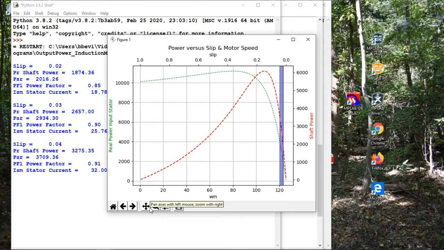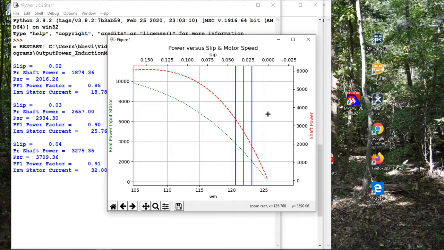So let's go in and let's expand this. All right, and this looks good. So notice the shaft power here is kind of peaking out somewhere around 0.15, right? So this is the maximum power that you can get out of this motor, the peak power out. And this right here is the real power that's seen from the stator terminals. Now these are different scales here, so don't get confused and make this is bigger.